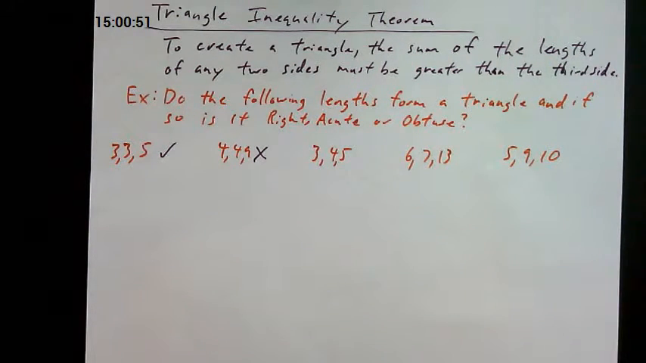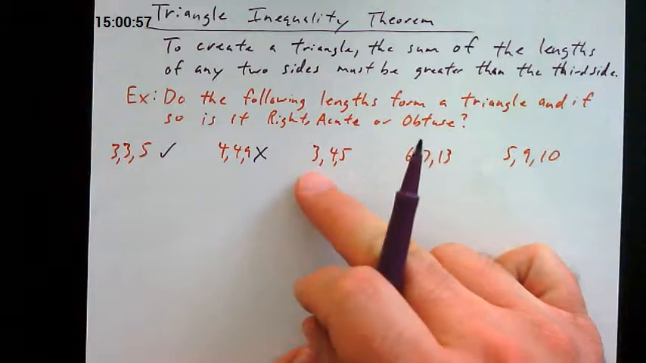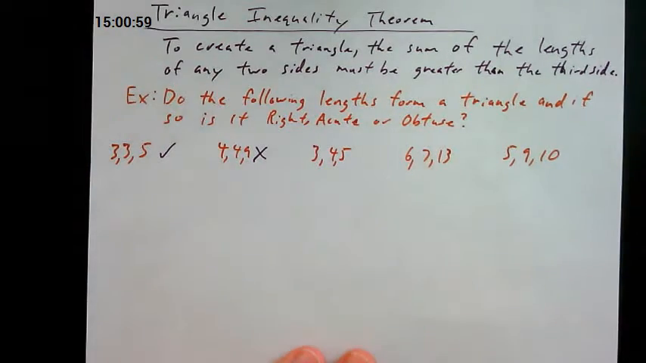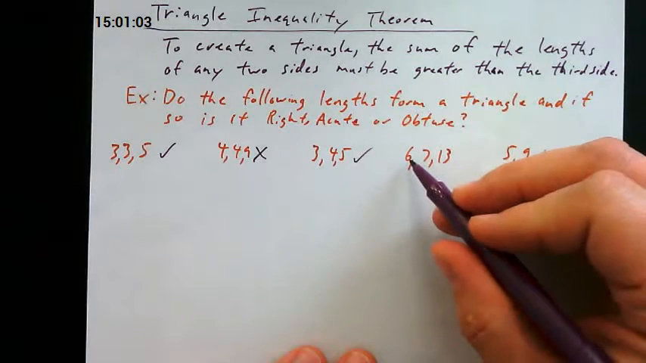Okay, so we don't even have to look at 4, 4, 9. Then 3, 4, 5. 3 plus 4 is 7. 7 is greater than 5. That's a triangle. And he's lying.